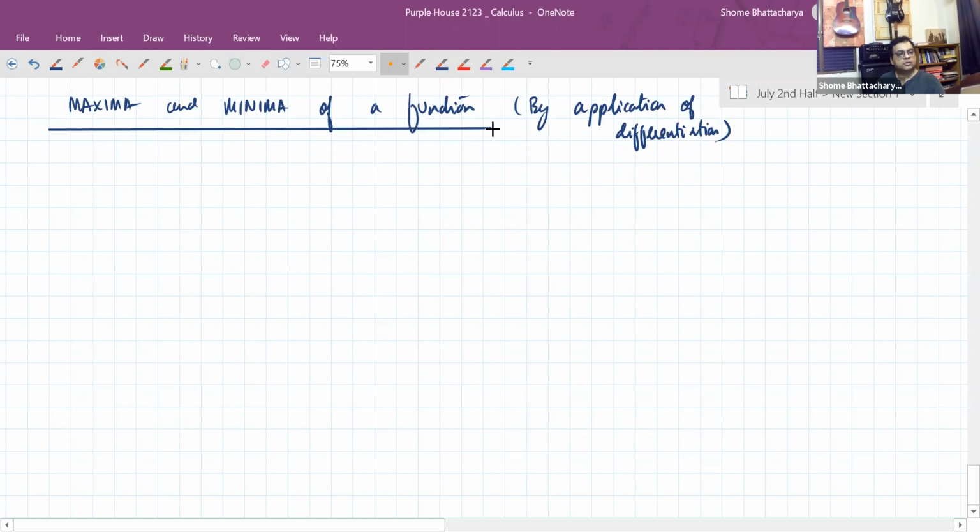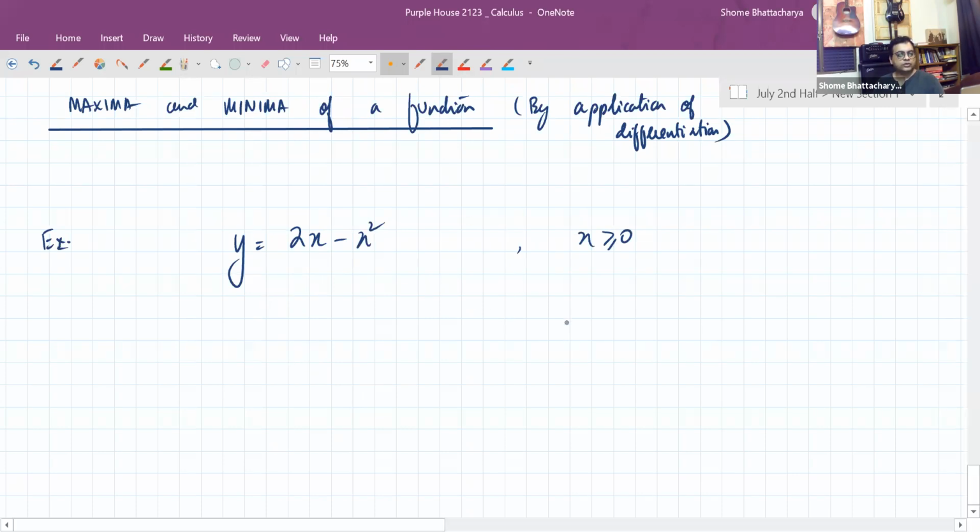So first let's understand what we mean by the term maxima and minima. Suppose, for example, we have a function y is equal to 2x minus x square. Now you notice that if I'm taking positive values of x greater than or equal to 0, then for certain values of x, the term 2x will dominate over x square. So the function will tend to rise.